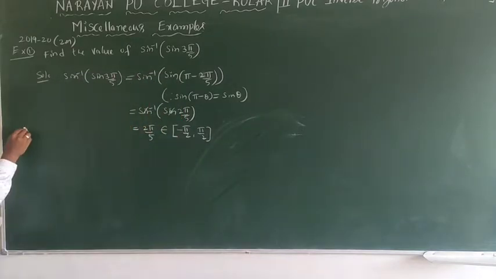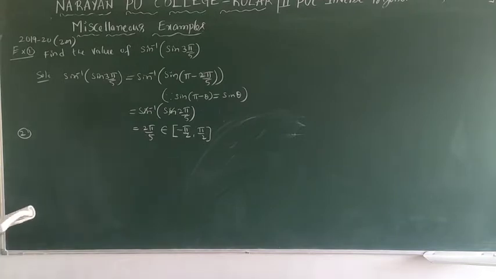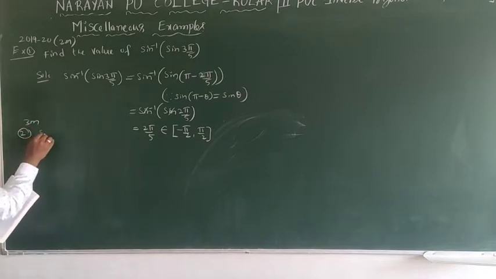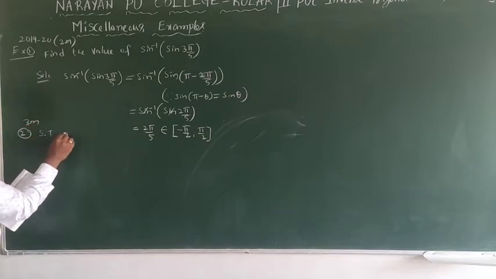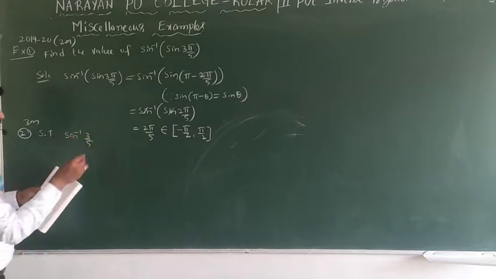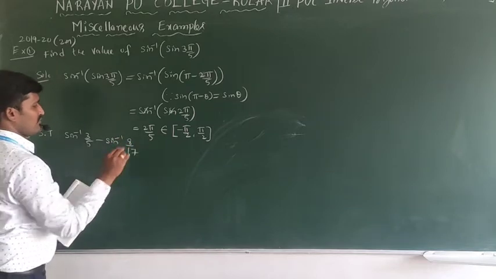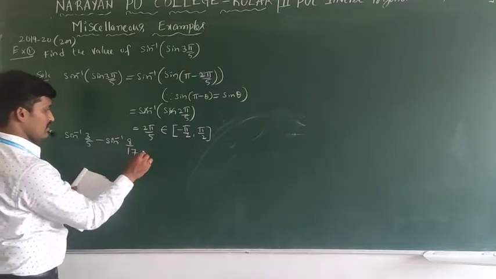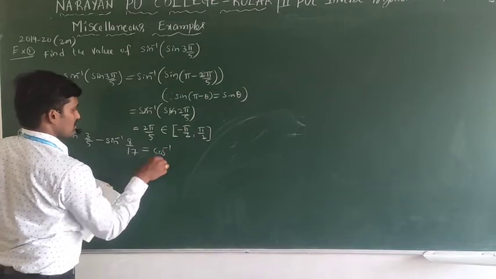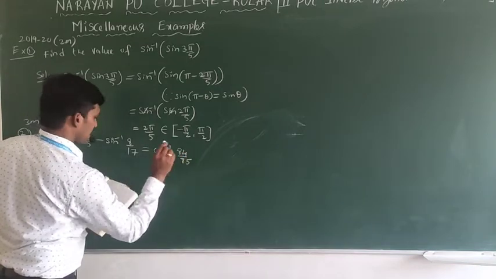Coming to the next one, the second one. This one is also important for 2 marks, 3 marks. Show that sine inverse of 3 by 5 minus sine inverse of 8 by 17 equals cos inverse of 84 by 85.